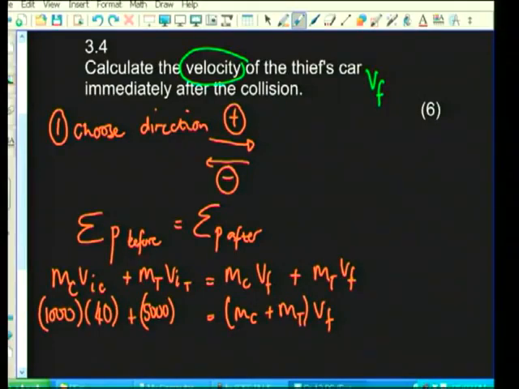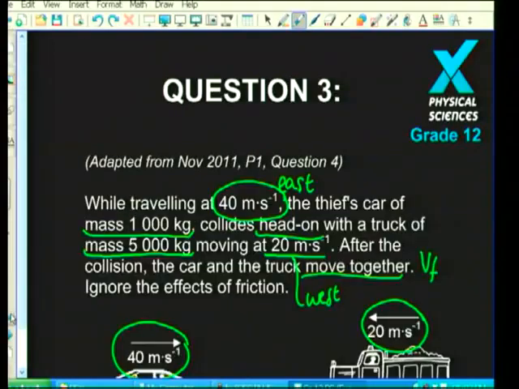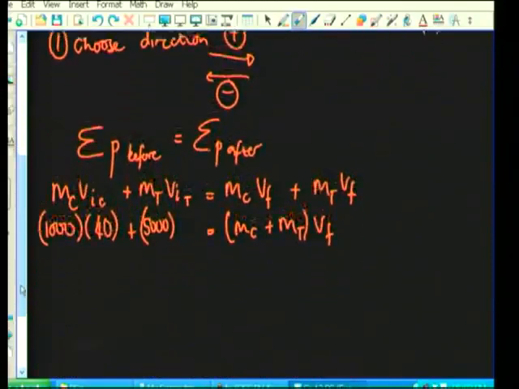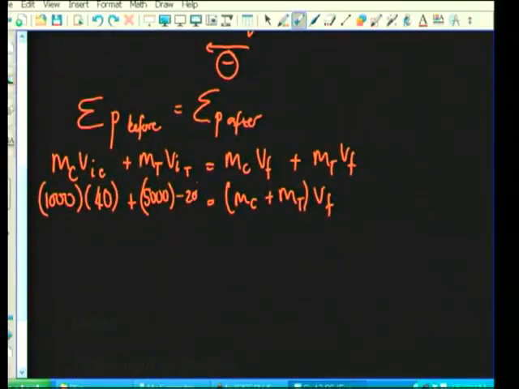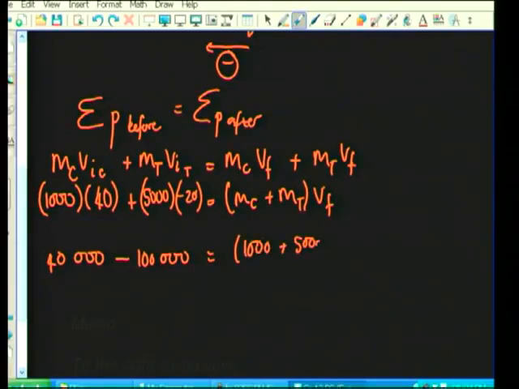The initial velocity of the truck, I need to just jump back and see it, was 20 meters per second in the opposite direction. So notice here, let's jump down here, it was negative 20 meters per second there. Now I need to rewrite this, but I'm going to rewrite it for 40,000 plus, and actually that's going to be a negative, so let me change that quickly, minus 100,000 is equal to the 1,000 plus the 5,000 V final. Working that out, that's going to give me the 6,000 V final, and this comes to negative 60,000.